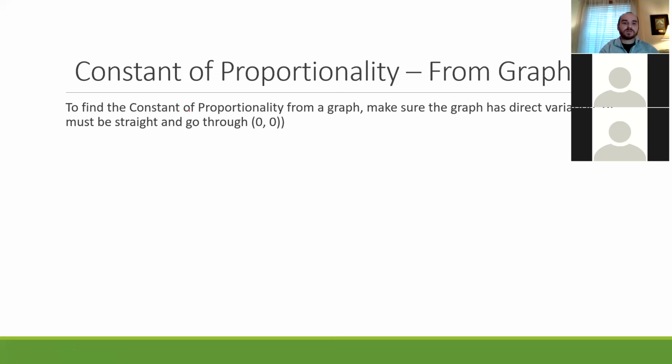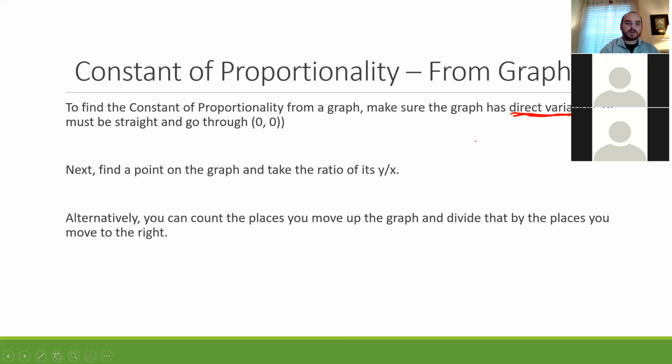To find the constant of proportionality from a graph, make sure the graph has direct variation. Again, that's necessary for all of these things. In order to have a constant of proportionality, you always have to have direct variation. So the line has to be a straight line and it has to go through the origin, 0, 0. Then we're going to find a point on the graph and take its ratio of y to x, just like you would from a table. Alternatively, you can count the places you move up from the graph and divide that by the places you move to the right. Both of those will work.